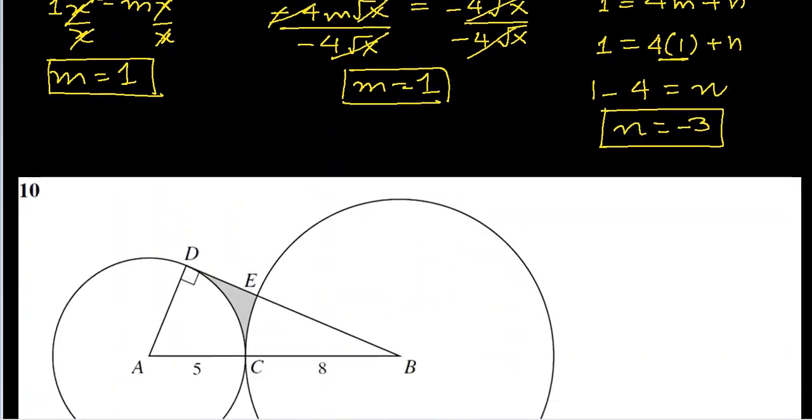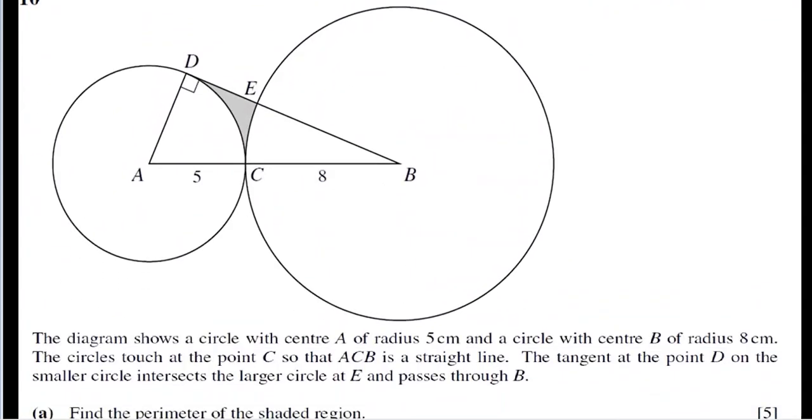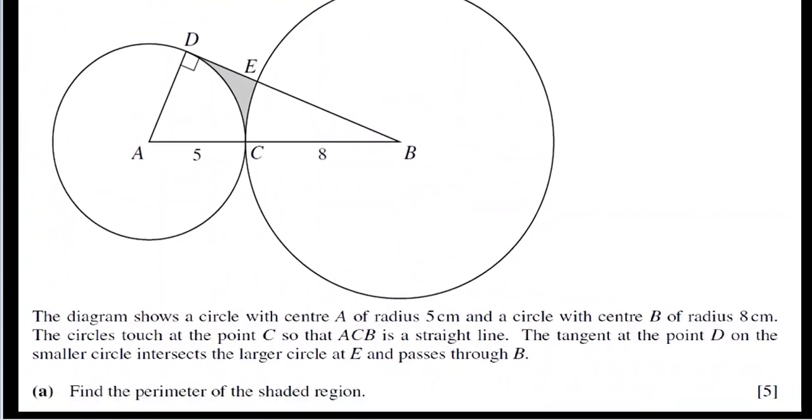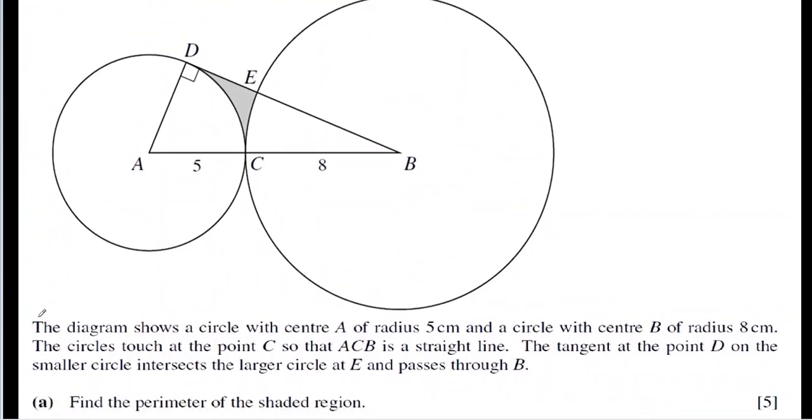Let's move on to the next one, which is question number 10. These are the two circles given, a triangle in between. The explanation is here. Please pause the video, read this, and then they are asking to find the perimeter of the shaded region. We can see the shaded region. So the perimeter of the shaded region will be the line segment DE, this one, arc EC plus arc DC. This is the perimeter. So somehow if I find these three things, we'll get the perimeter.